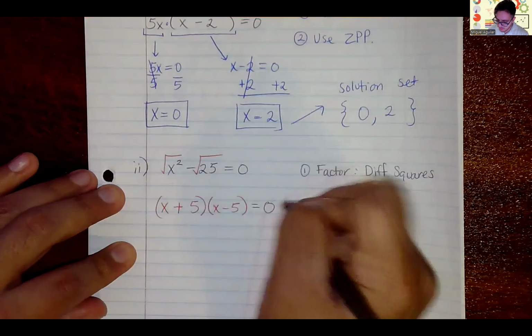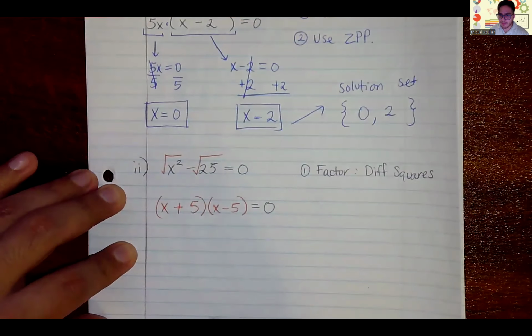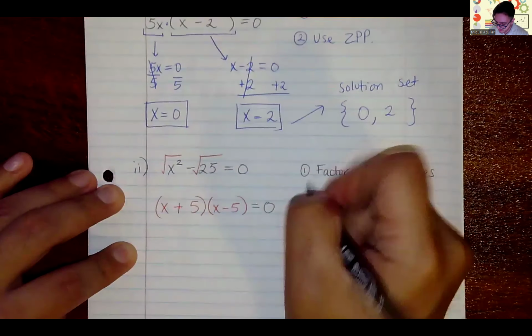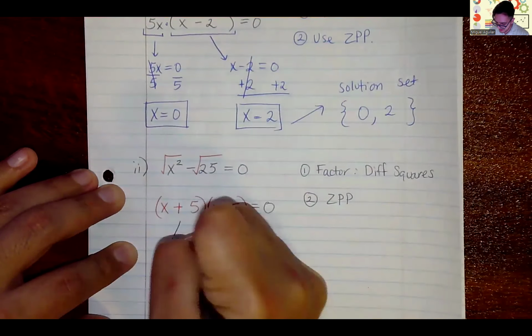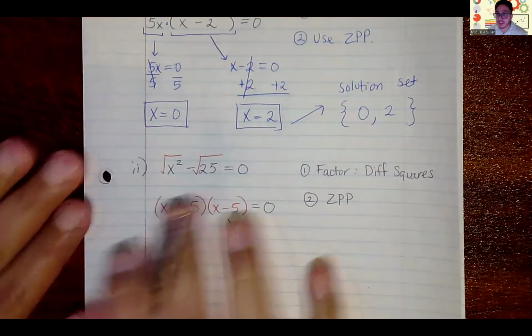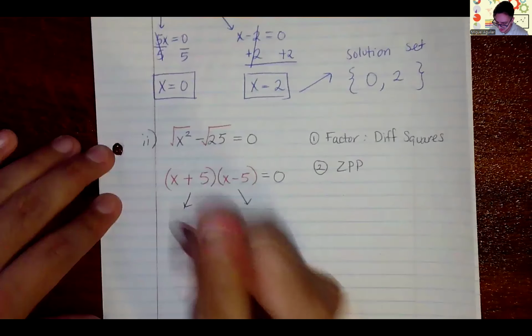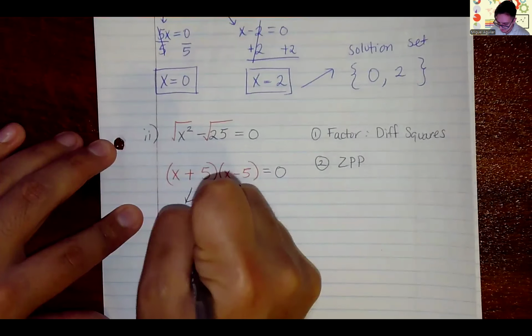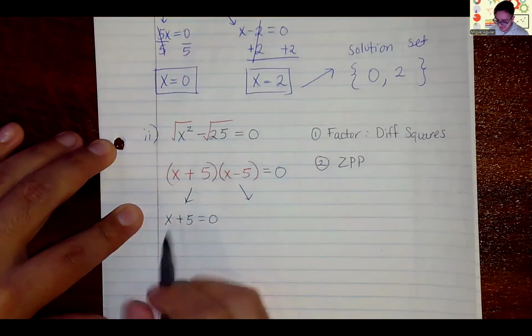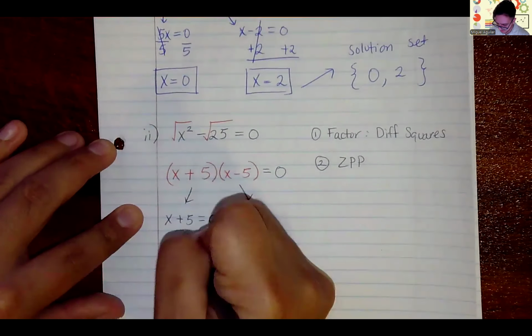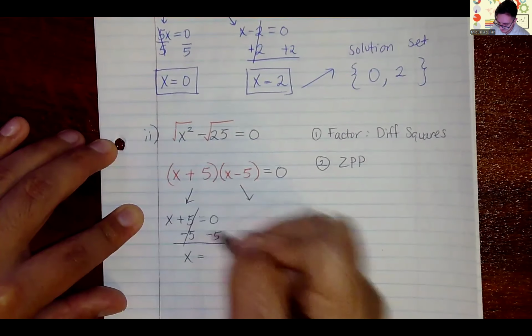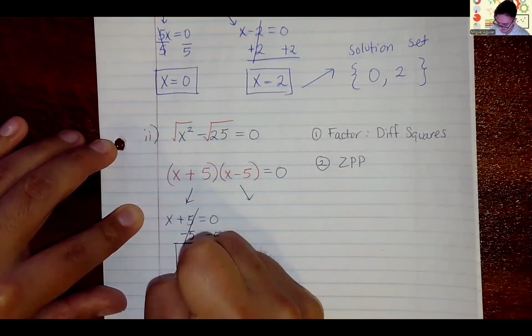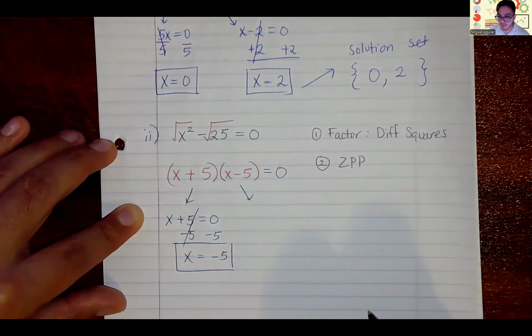But this is a quadratic equation, so it should be set equal to 0. And since that's set equal to 0, then we can use the zero product property to split up these factors into their own separate linear equations that we can solve. So x plus 5 equals 0. Can we solve this? Well, all we need to do is subtract 5. Now we have x by itself, and that equals negative 5.